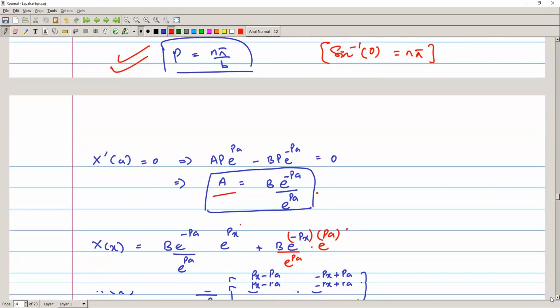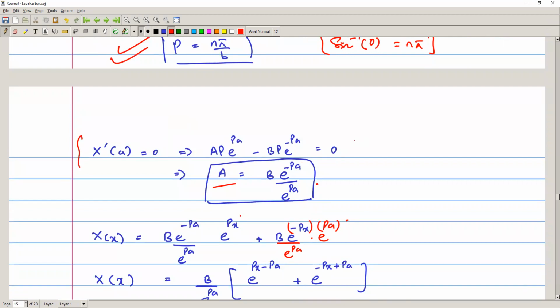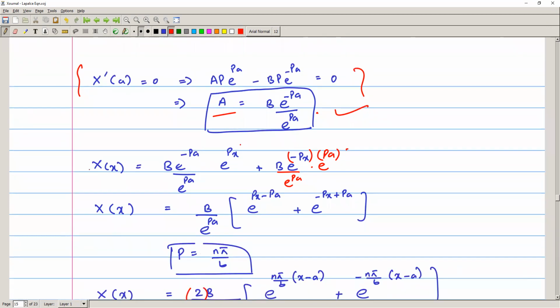We will plug in the equations, and here we can see that we have applied the boundary condition for x, that is X'(a) is equal to 0. So from here we can see that we have this relation, a is equal to b e to the power negative pa or e to the power pa. Now we can plug this back into the original equation, and basically we plugged the value of b here, that is b e to the power negative pa over e to the power pa times e to the power px, and then here e to the power negative px.